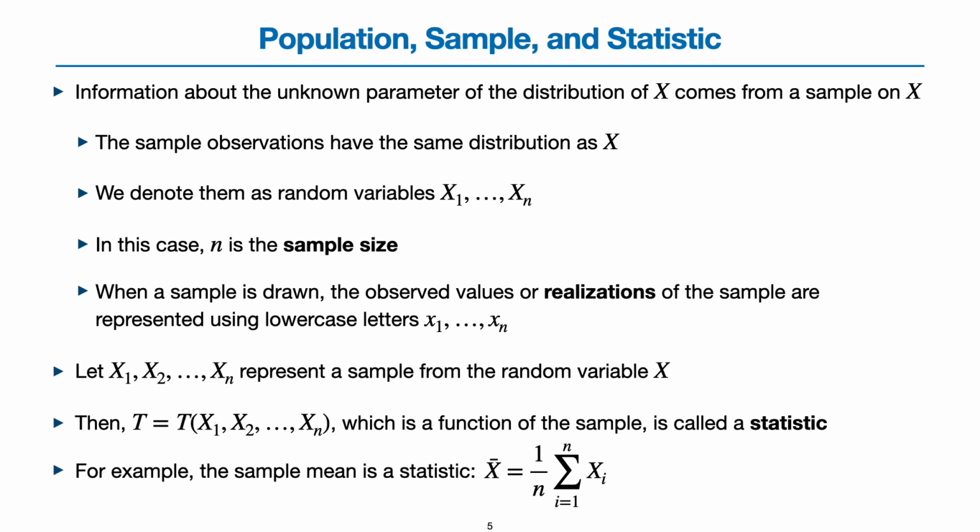So in this case, what we have is x1 to xn, and these are the random variables that correspond to those observations. And n in this case is called the sample size.